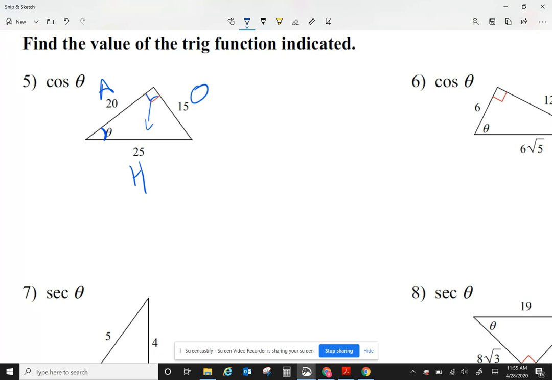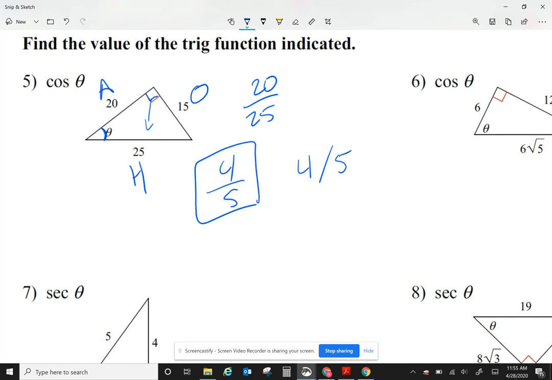Cosine, remember how I said, is adjacent over hypotenuse? So I'm just going to go 20 over 25. Adjacent over hypotenuse. Simplify your fraction as much as you can. We know how to simplify fractions. So 20 over 25, I'm just going to call that 4 over 5. How do you type this? 4 backslash 5. Cosine is adjacent over hypotenuse.